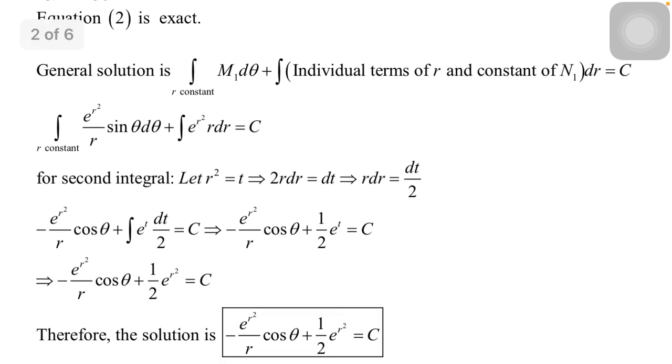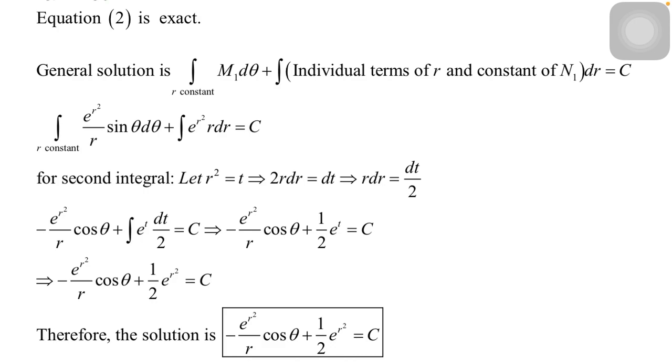Now here r is constant, so e power r square by r is constant. Take note, the integral of sin theta is minus cos theta plus. To evaluate the integral e power r square r dr, substitute r square is equal to t, 2r dr equal to dt, r dr equal to dt by 2. You put this into e power t dt by 2, and we get minus e power r square by r into cos theta plus 1 by 2 taken out. The integral of e power t is e power t.